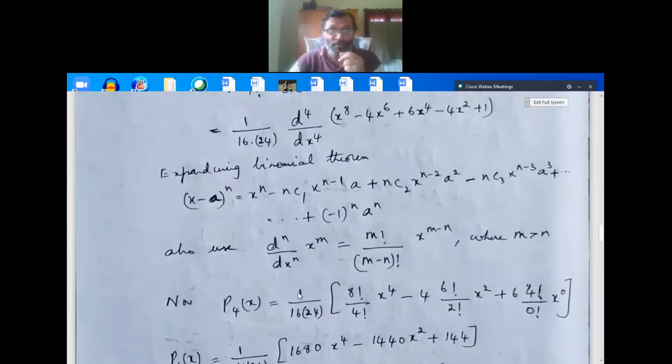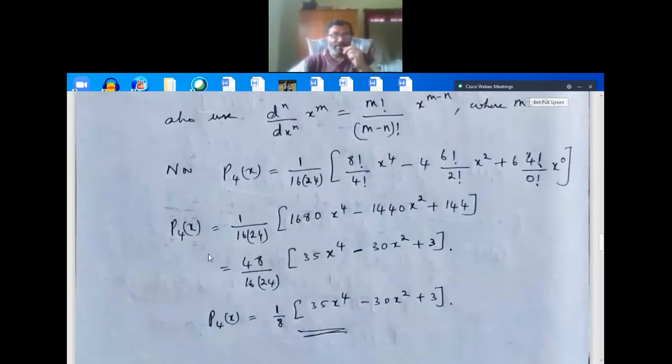So P4 of x will be 16 by 24. Taking the nth derivative, n is 4, m is 8. So 8 factorial divided by (8 minus 4) factorial, that is 4 factorial, x power 8 minus 4, x power 4. Similarly minus 4, x power 6, and n is 4, so 6 factorial divided by (6 minus 4) factorial, 2 factorial, x power 6 minus 4, x squared. Then plus the last term, x power 4, that is 4 factorial divided by (4 minus 4) factorial, 0 factorial, x power 4 minus 4. So this is the last; the next will be a negative term.